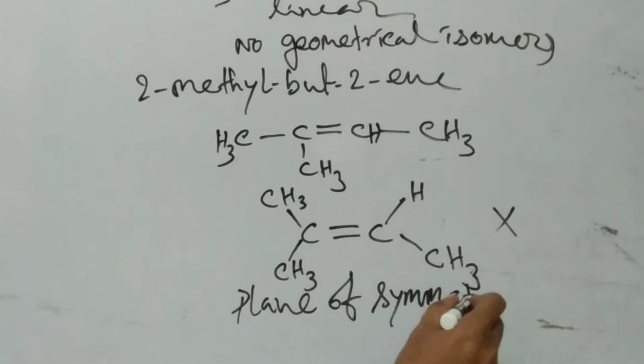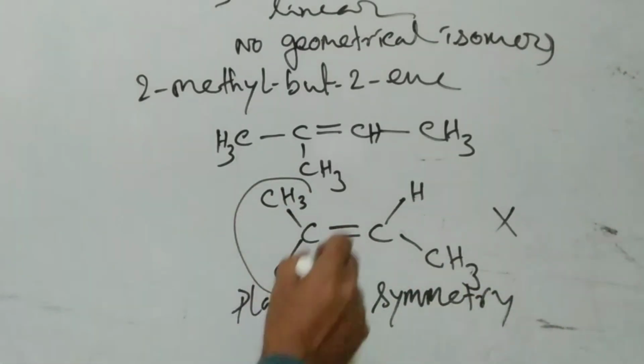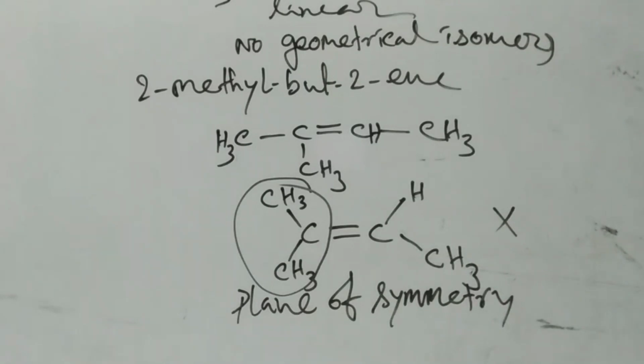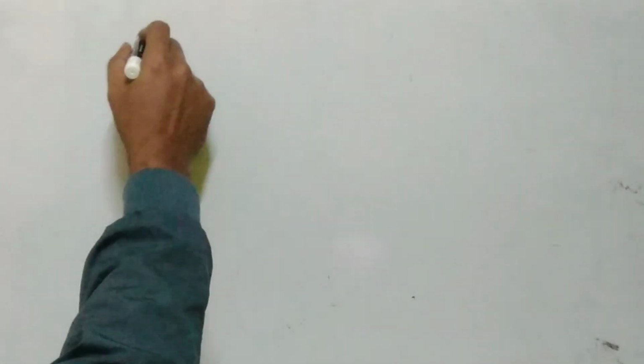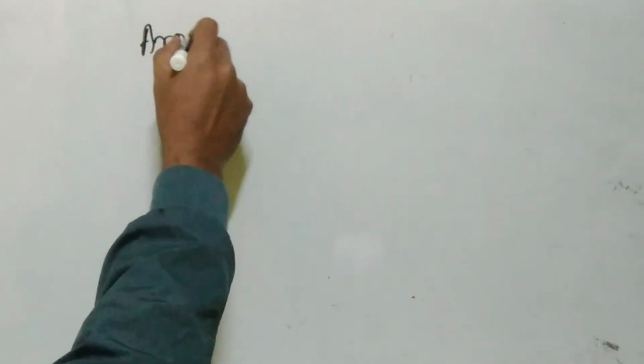Okay, since the same group is present on the same double bonded carbon, the molecule has a plane of symmetry, and therefore it will not have any geometrical isomers. Okay, let's check another. Now the next topic is aromaticity.